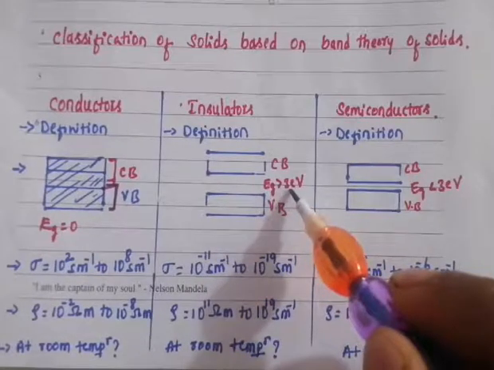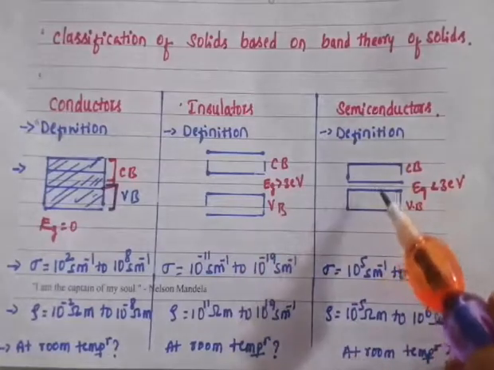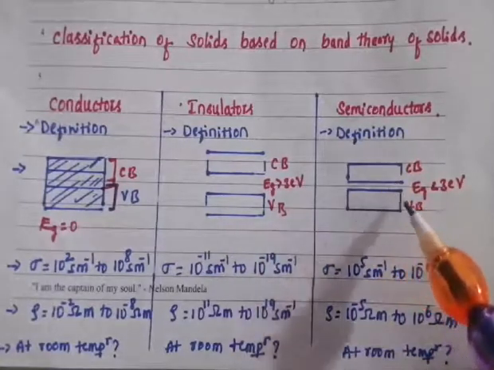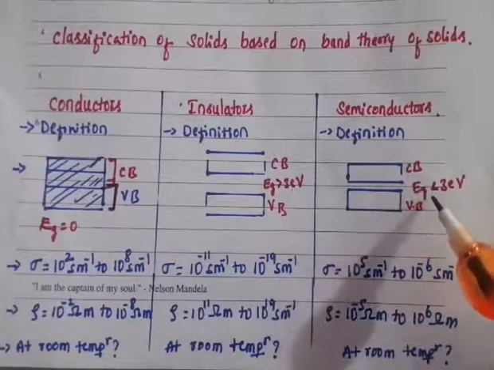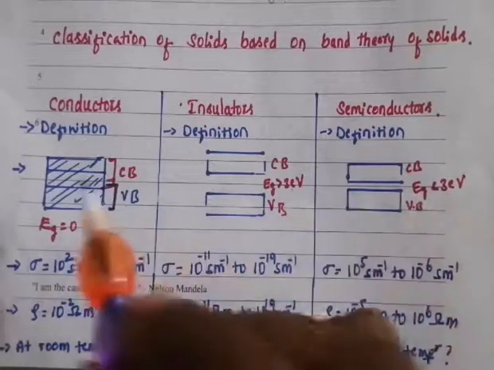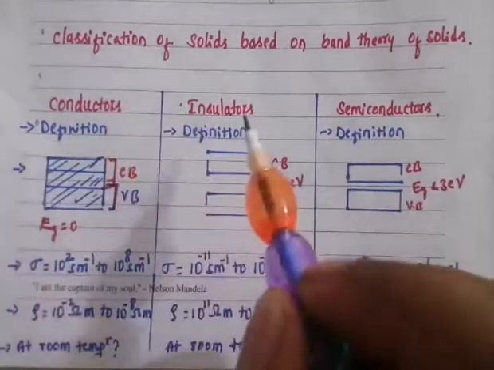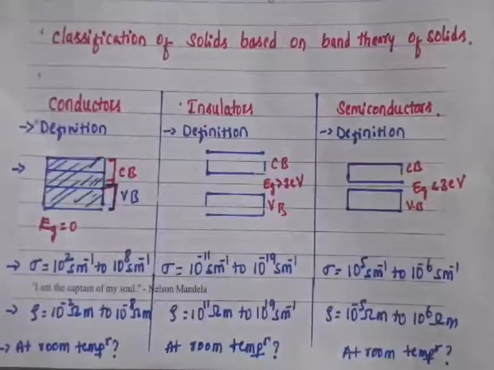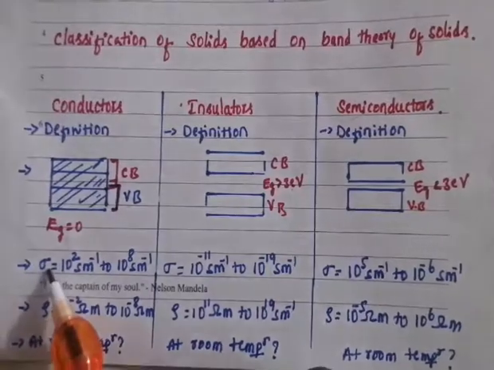greater than 3 electron volt. In semiconductors, there is a small energy gap, that is, the gap between valence band and conduction band is less than 3 electron volt. So this is the main difference of conductors, insulators and semiconductors. Next, third difference, conductors having high conductivity.